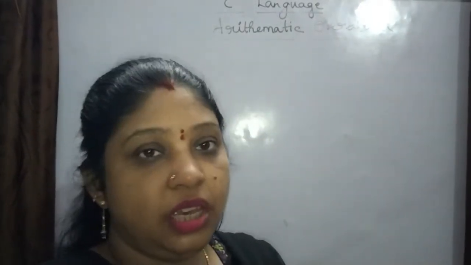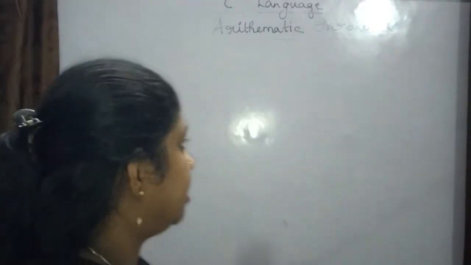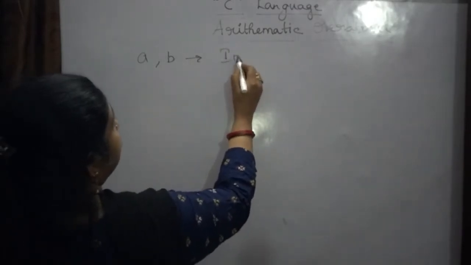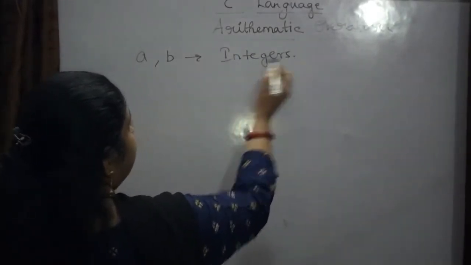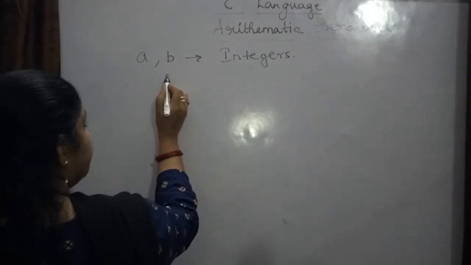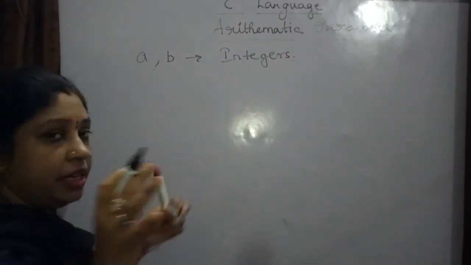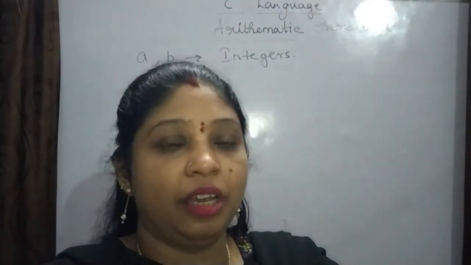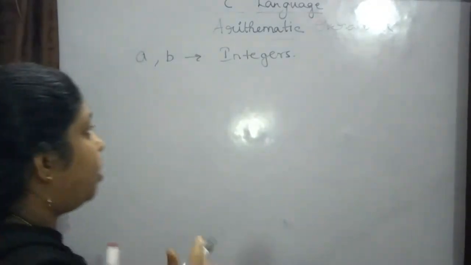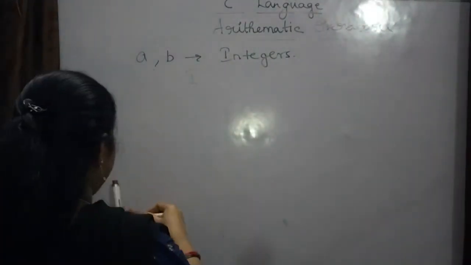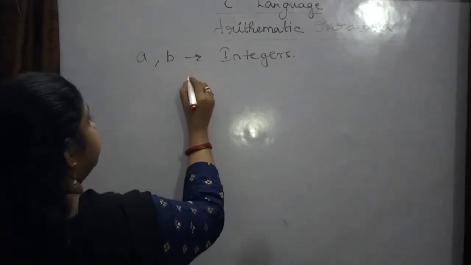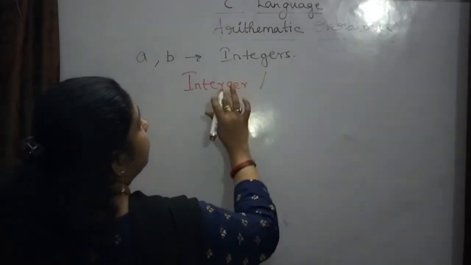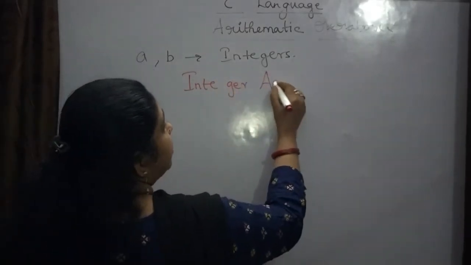Okay, think that a and b are integers you are using. Then the expression in which you are using integer data types, if a and b are integer data types, that expression is called an integer arithmetic expression.